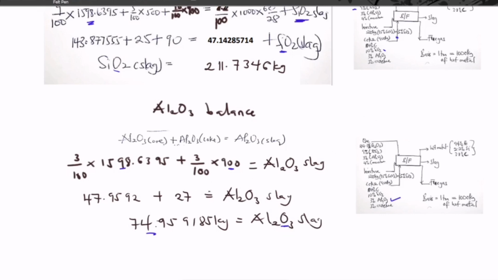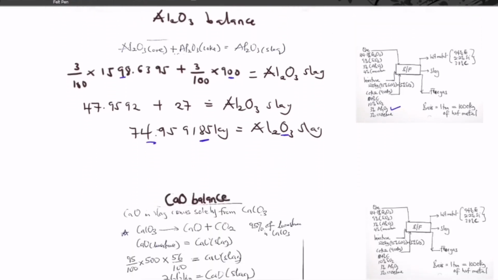This is a material balance. It's very simple. You check in the ore, do you have alumina in that? Yes. Plus the coke, we have one, but in the limestone we don't have one. It's equal to, do you have alumina in the hot metal? No. So at the end, you are going to get the alumina in the slag to be 74.996. Now let's move on to the calcium oxide balance.